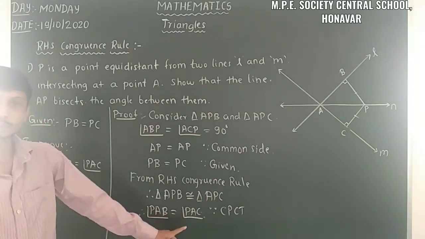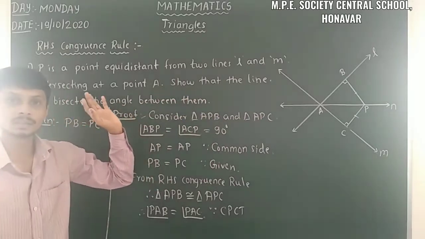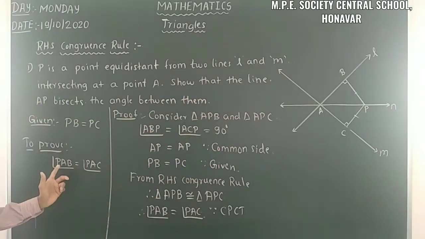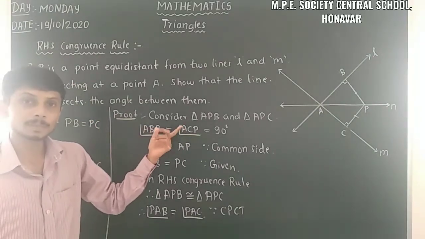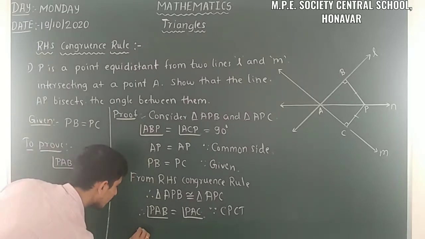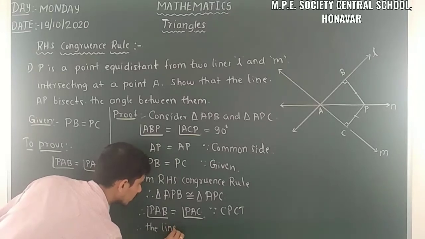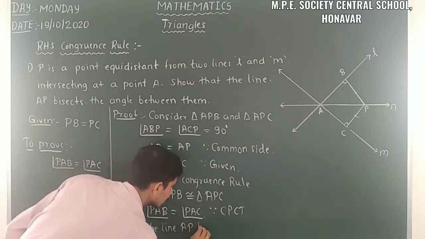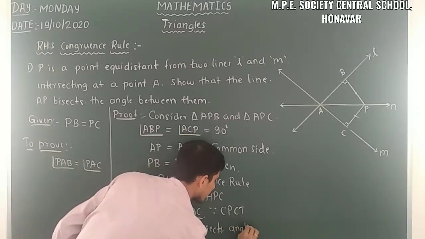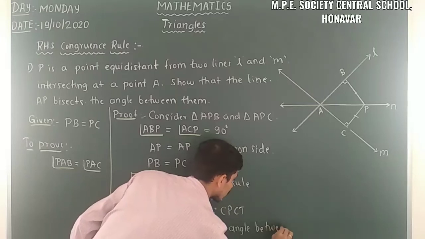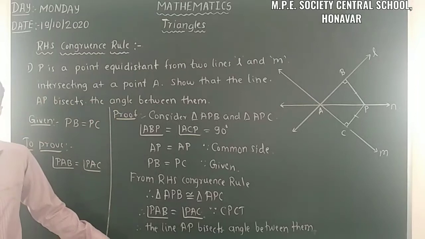When those two angles are equal, then we can consider that AP bisects the angle between them. Therefore, the line AP bisects the angle between them. So here we have the proof.